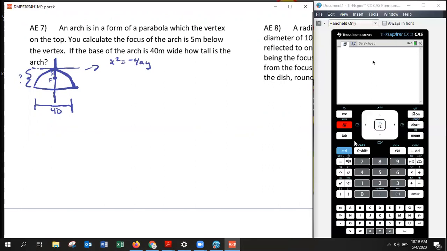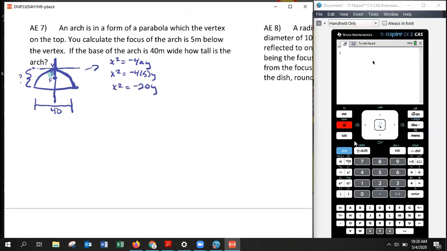Because I know the distance from the top of the arch, aka the vertex, to the focus, that tells me that my a value is 5. So this 5 right here, I can plug in and say I have x squared equals negative 4 times 5 times y. So simplifying that equation, x squared is negative 20y.